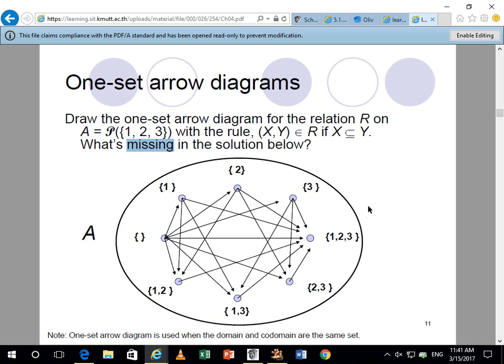Because it's a subset. One is a subset of one itself. So I cannot draw it here, but basically we have to add things like, we have to draw an arrow to itself. Because we're talking about subset. So one is a subset of one set. So those arrows are missing.